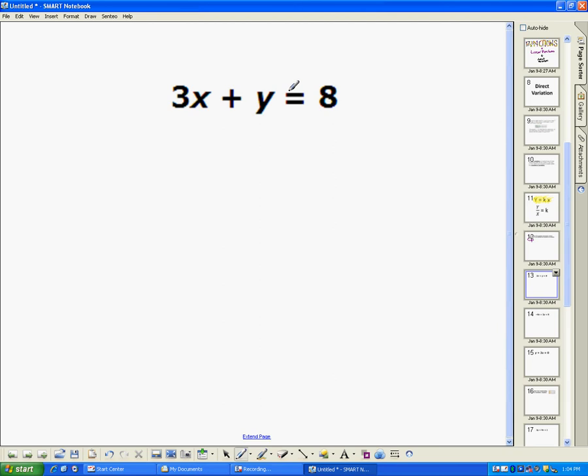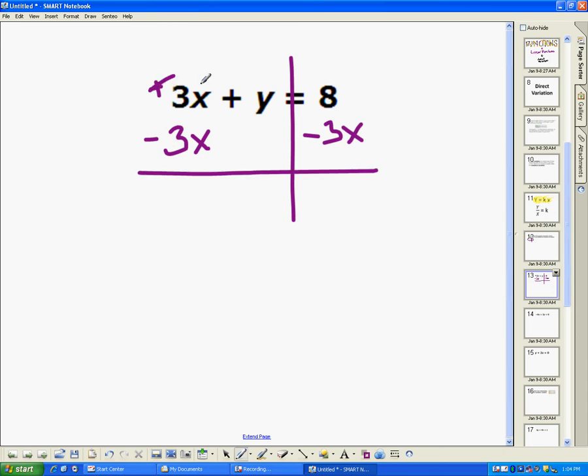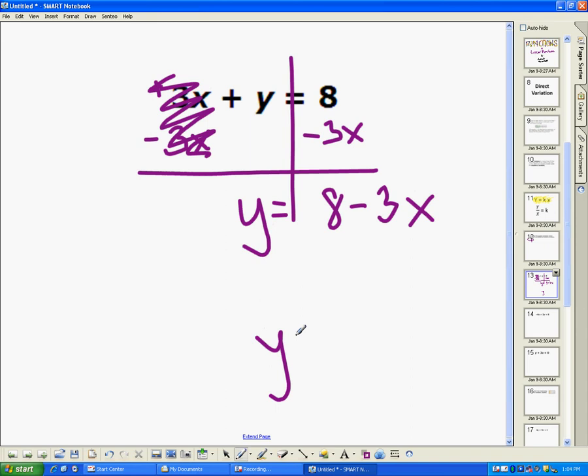So what I'm going to do here is I've got two sides of my equation. 3x is being added, so I'm going to subtract 3x. But since I subtracted 3x from here, I'm going to subtract 3x over here. And when I do that, the 3x's cancel out, leaving me with y is equal to 8 minus 3x. And because this is not in the form of y is equal to kx, this is not an example of direct variation. It's a linear function, it's just not direct variation.